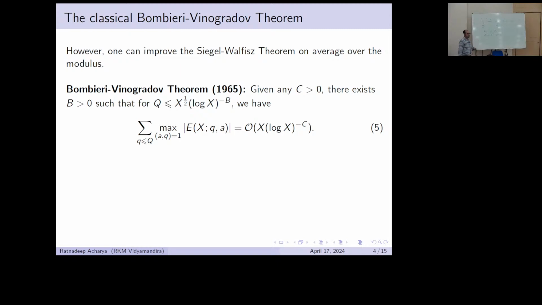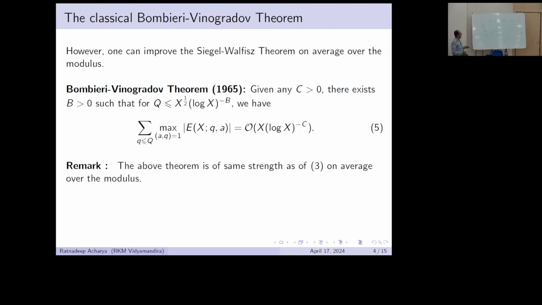Now recall what GRH implies. GRH also implies that q can go up to roughly square root of x. So we can say that the Bombieri-Vinogradov theorem is of the same strength as GRH. All right so far.